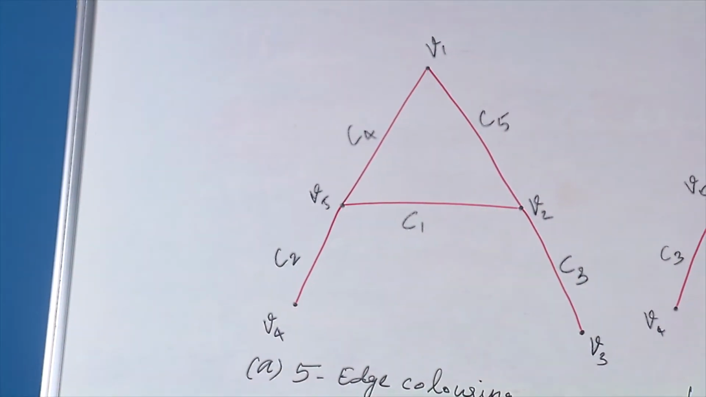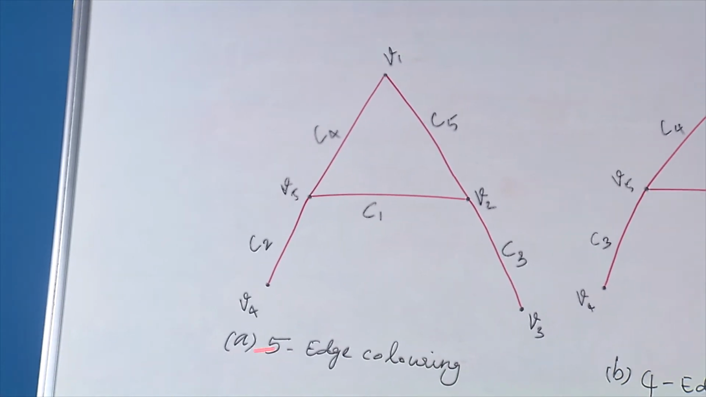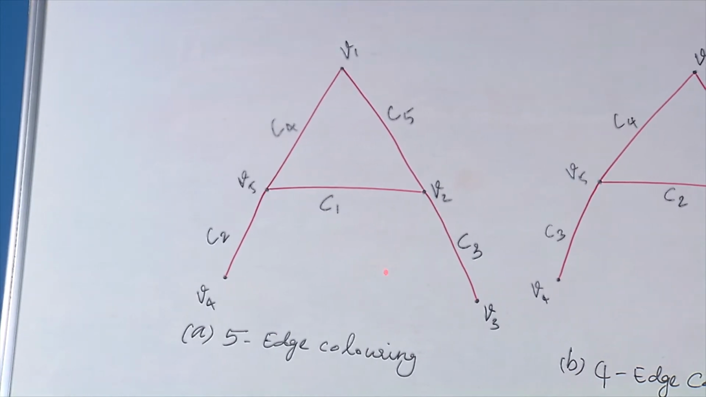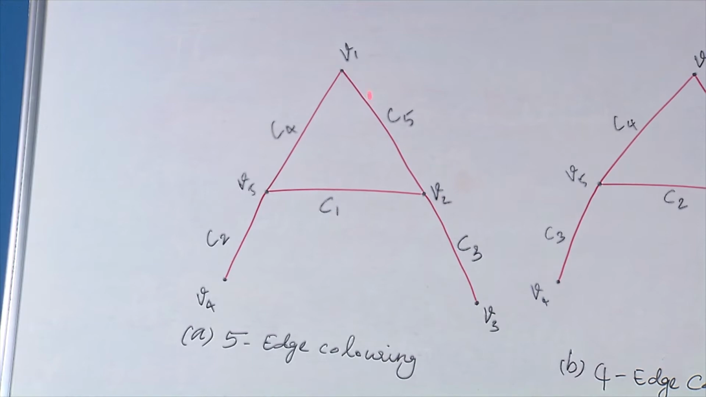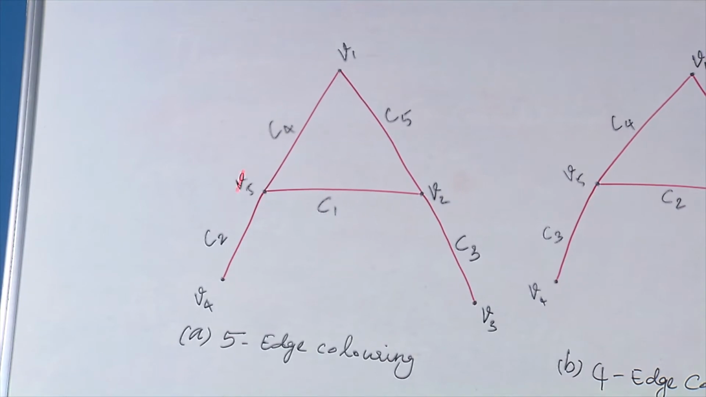So, here we are considering graphs. Consider this graph first. The same graph I am considering here. What I am going to do here is color the edges. We already learned about vertex coloring, where we colored vertices, but here we are going to color edges so that adjacent edges do not get the same color; they should have different colors.